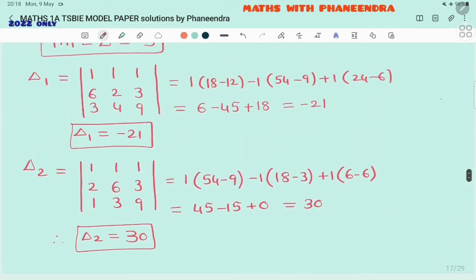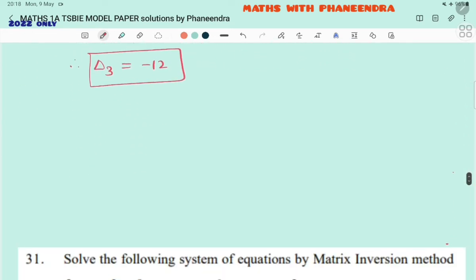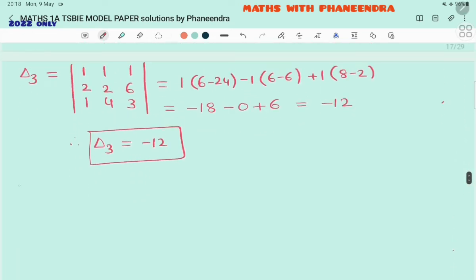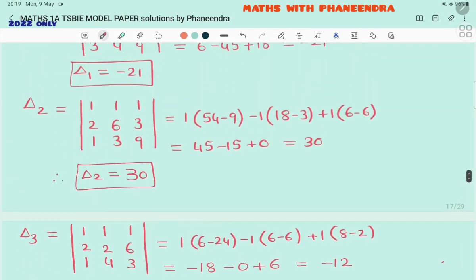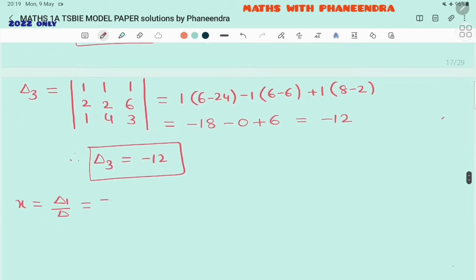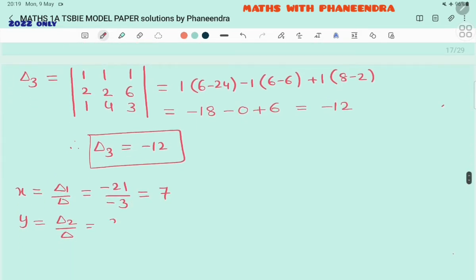After getting the values of delta 1, delta 2, delta 3, we need to calculate the solution matrix. So x is equal to delta 1 by delta, that is minus 21 divided by minus 3, which is equal to 7. Y is equal to delta 2 by delta. Delta 2 value is 30, 30 by minus 3, so minus 10. Z is equal to delta 3 by delta, so minus 12 divided by minus 3, which is equal to 4.